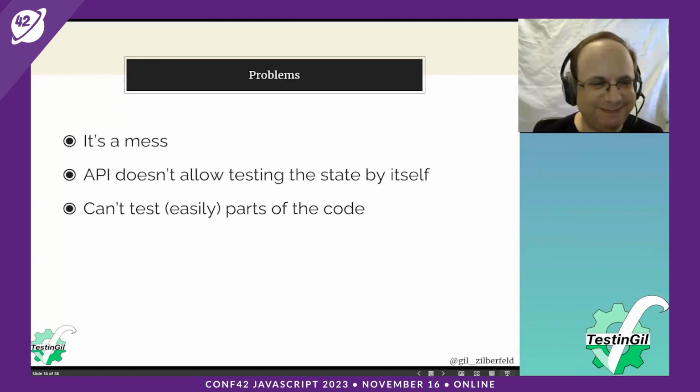It is a mess. And the API doesn't allow testing the state by itself, meaning this is like a void method. It's a function that we're calling schedule meeting, and that means if we want to know if the meeting was scheduled, then we need either to go to the database to see it, or need another API to look if the state is changed. Same for the invitees, their status, and so on. And we need to test everything together.